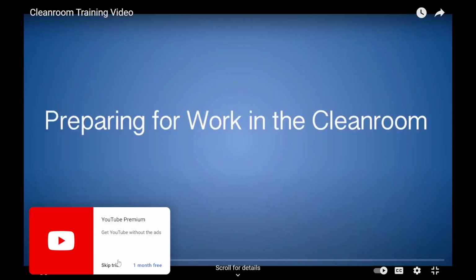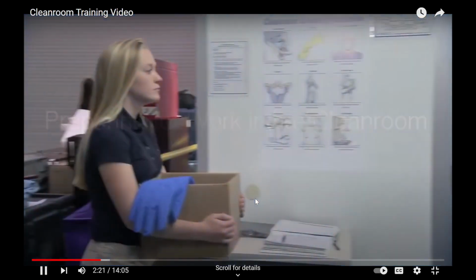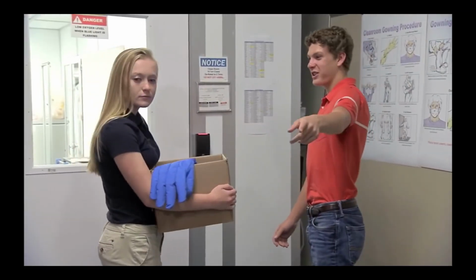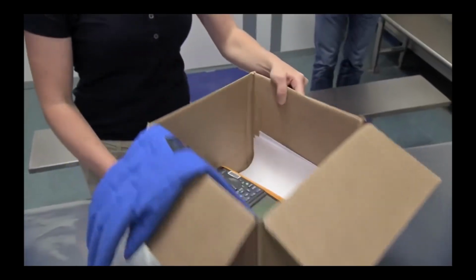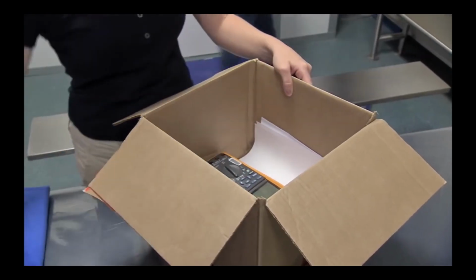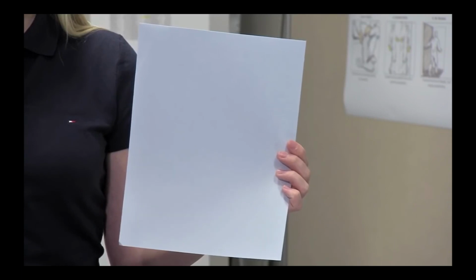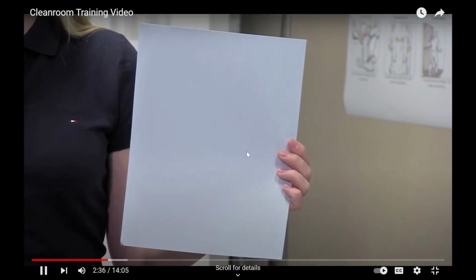We have to properly prepare before gowning up and entering the clean area. First, remove any cardboard, paper, or other fibrous outer packaging from items. Paper and cardboard excessively shed particles and fibers and are prohibited in clean rooms. Only cleanroom notebooks and cleanroom paper may be used in the clean room.